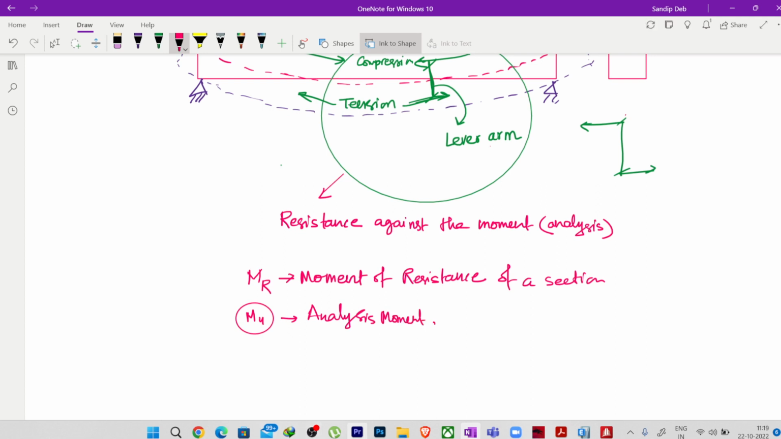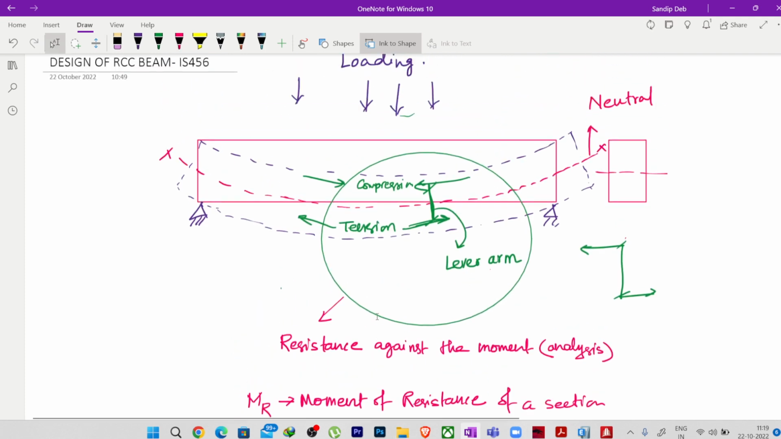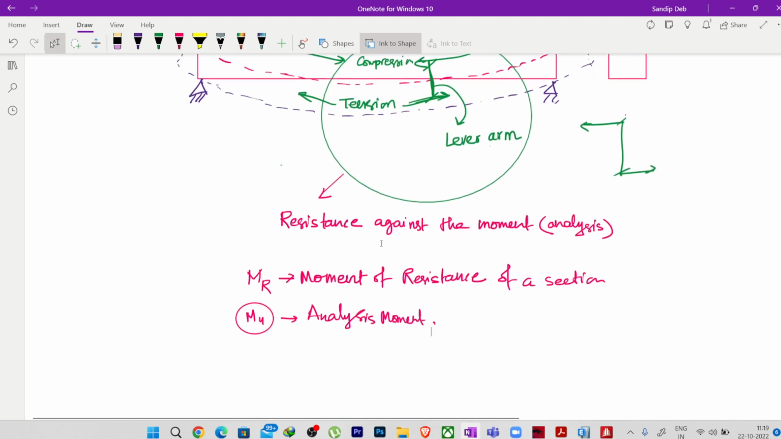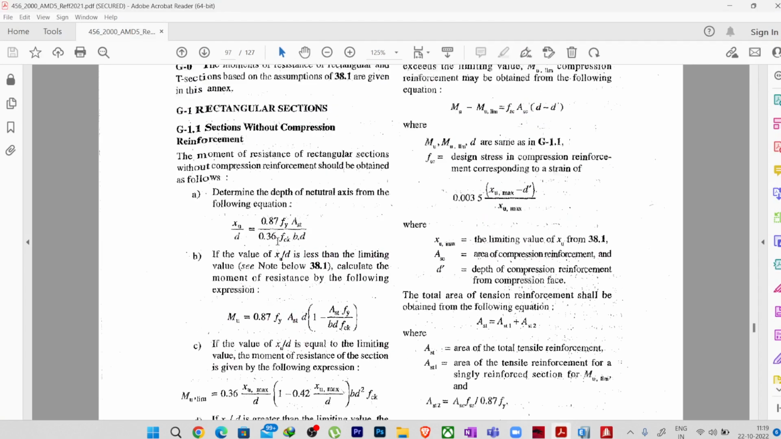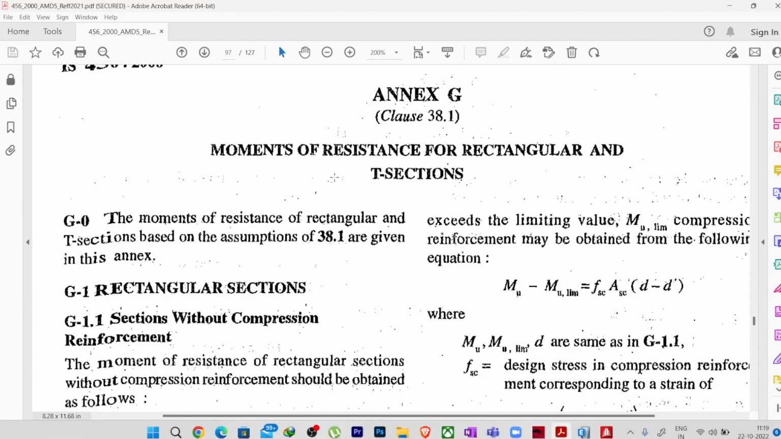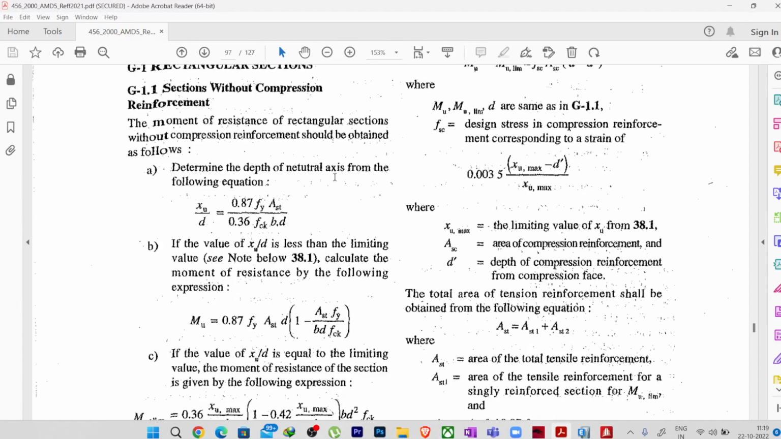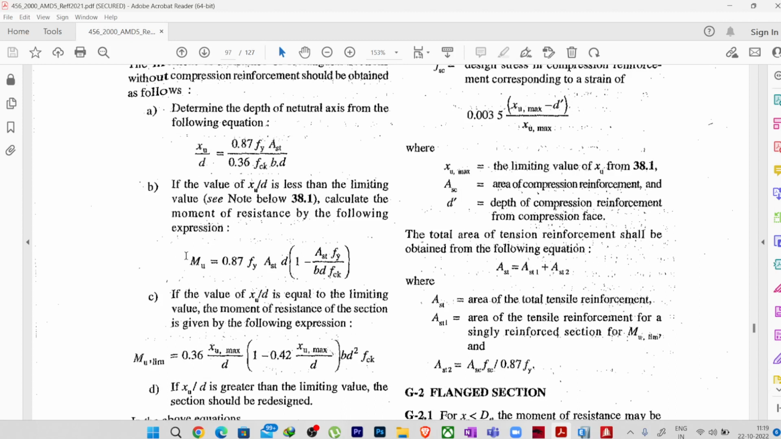This moment of resistance for any beam section, we can find in our code also. If you go to our IS 456 code, here you can see this particular area. It has given MU equal to 0.87 Fy Ast multiplied by d into 1 minus Ast Fy by b d fck. So this particular expression defines the moment of resistance.